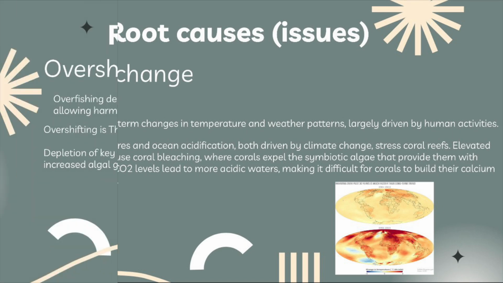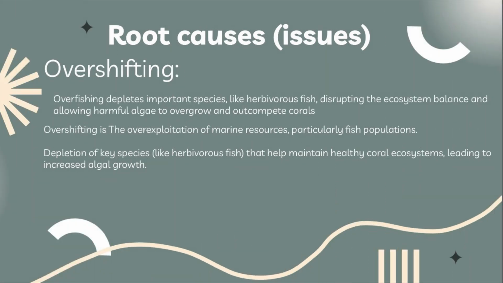Increased CO2 levels can lead to more acidic waters, making it more difficult for corals to build their calcium carbonate structures. Another root cause would be overfishing. Overfishing is the overexploitation of marine resources, particularly in fish populations. Overfishing depletes important species like herbivorous fish, disrupting the ecosystem balance and allowing harmful algae to overgrow and outcompete corals. Depletion of key species that help maintain a healthy coral ecosystem leads to increased algae growth.